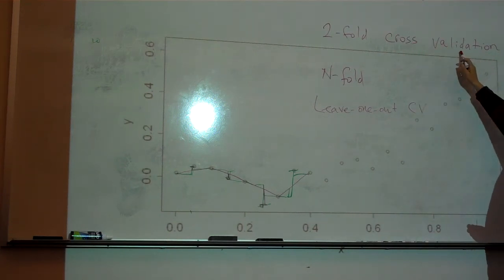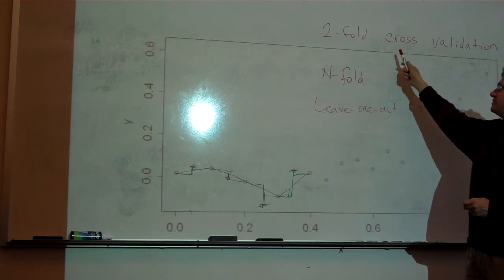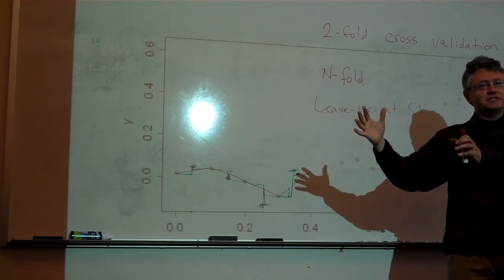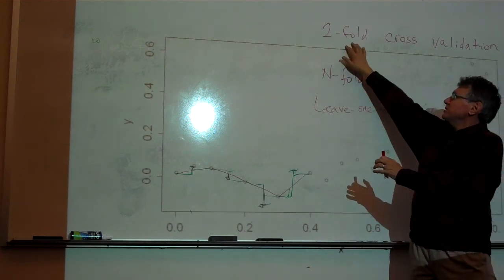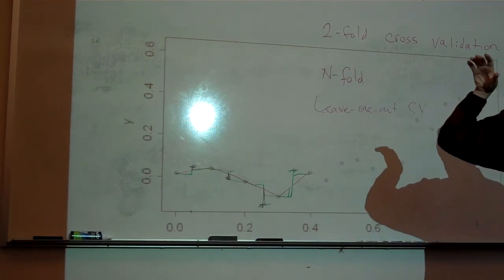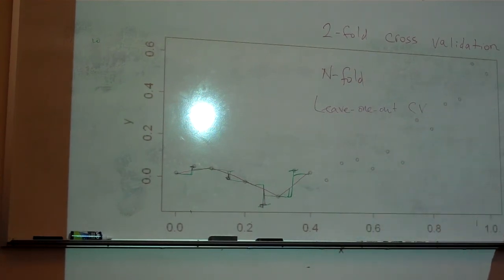And even the twofold cross-validation, I started off saying we just have a training set and a validation set. Strictly speaking, with twofold validation, you split the data set in half. You use the first half to predict the second half, and then you flip it around and use the second half to predict the first half.